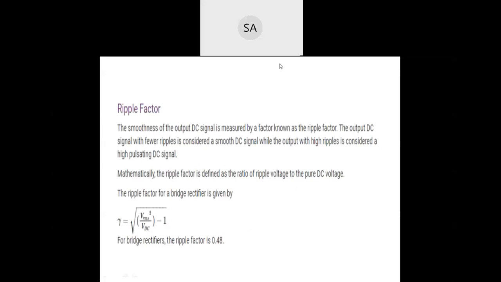We have to discuss what the ripple factor, IRMS and IDC are for the rectifier. Before going to discuss the ripple factor, you have to know these first.